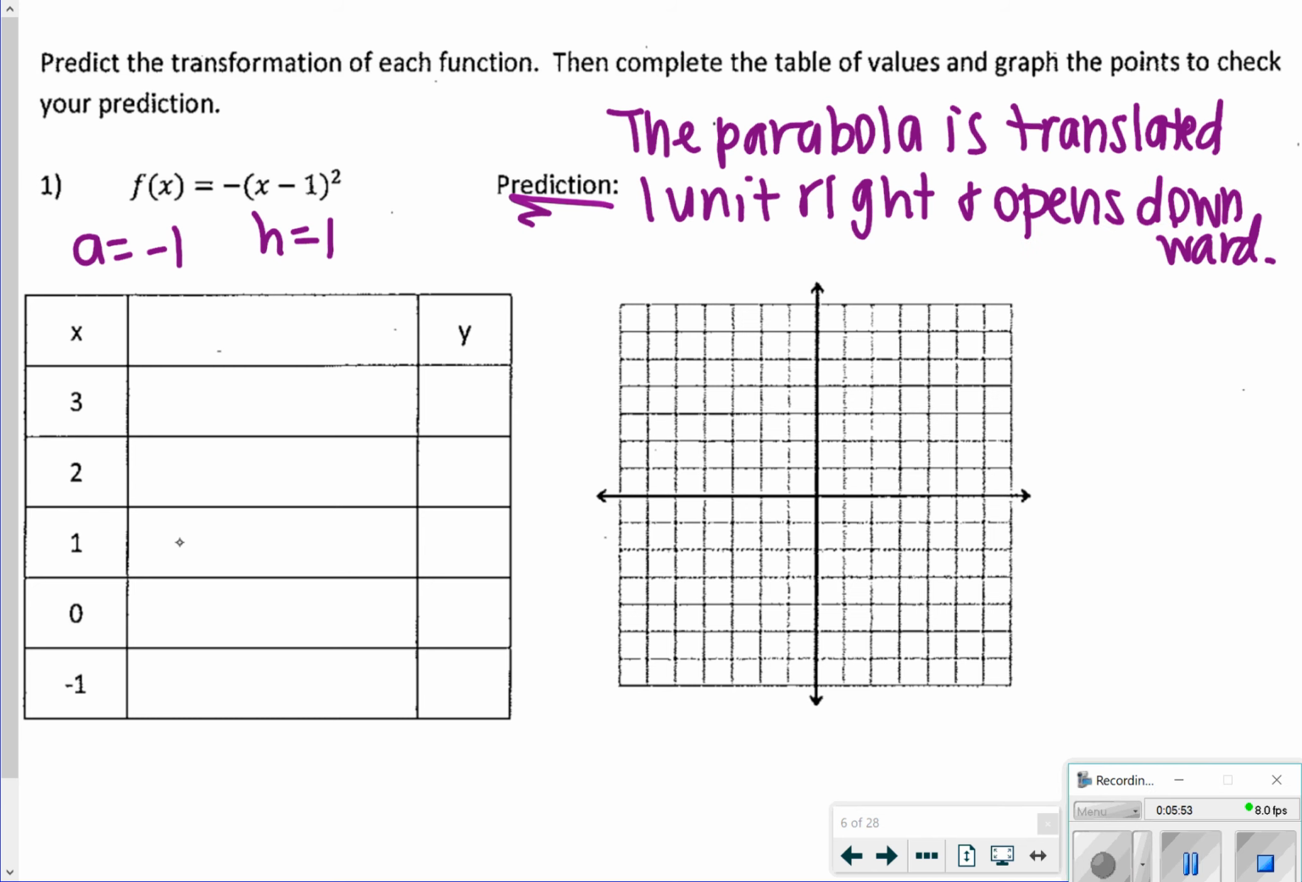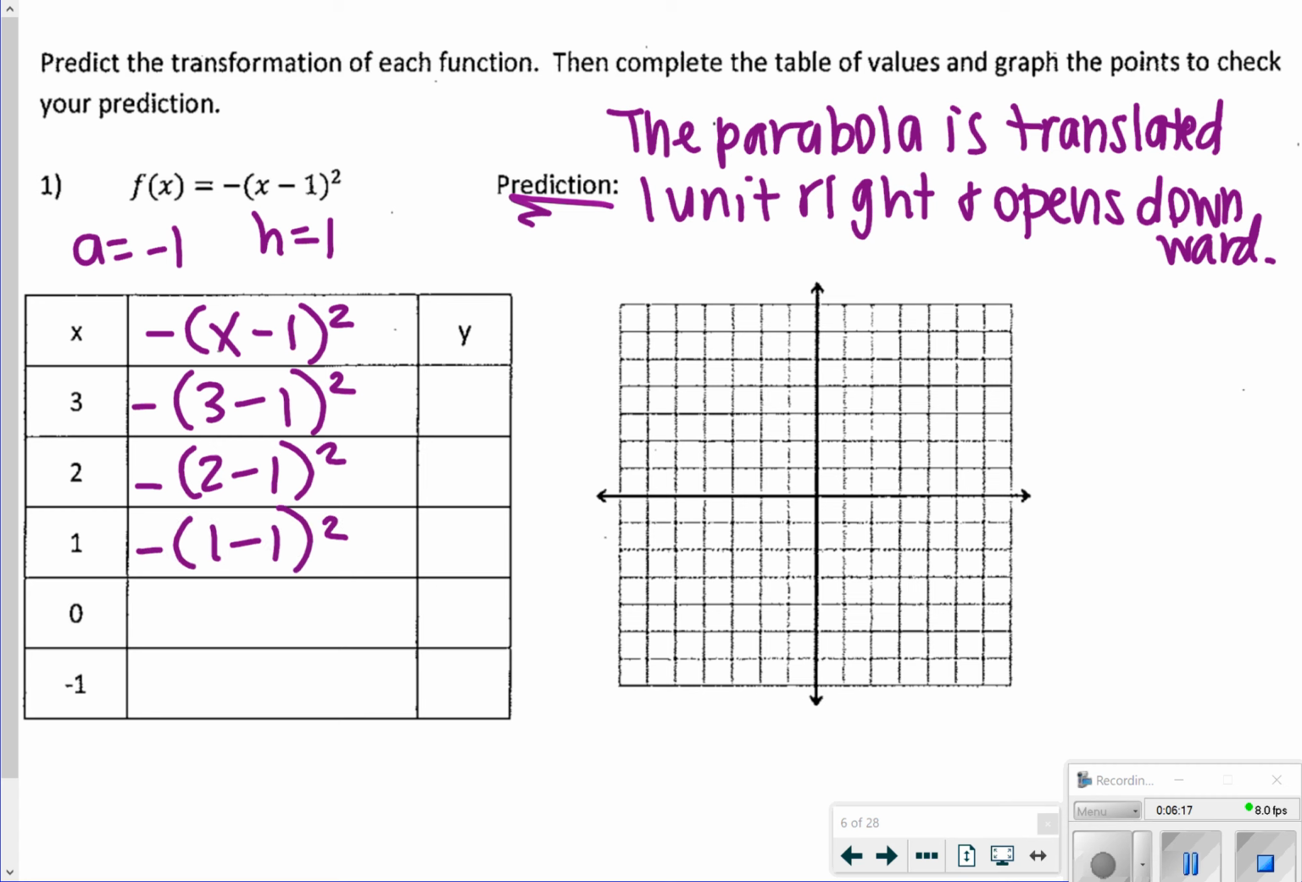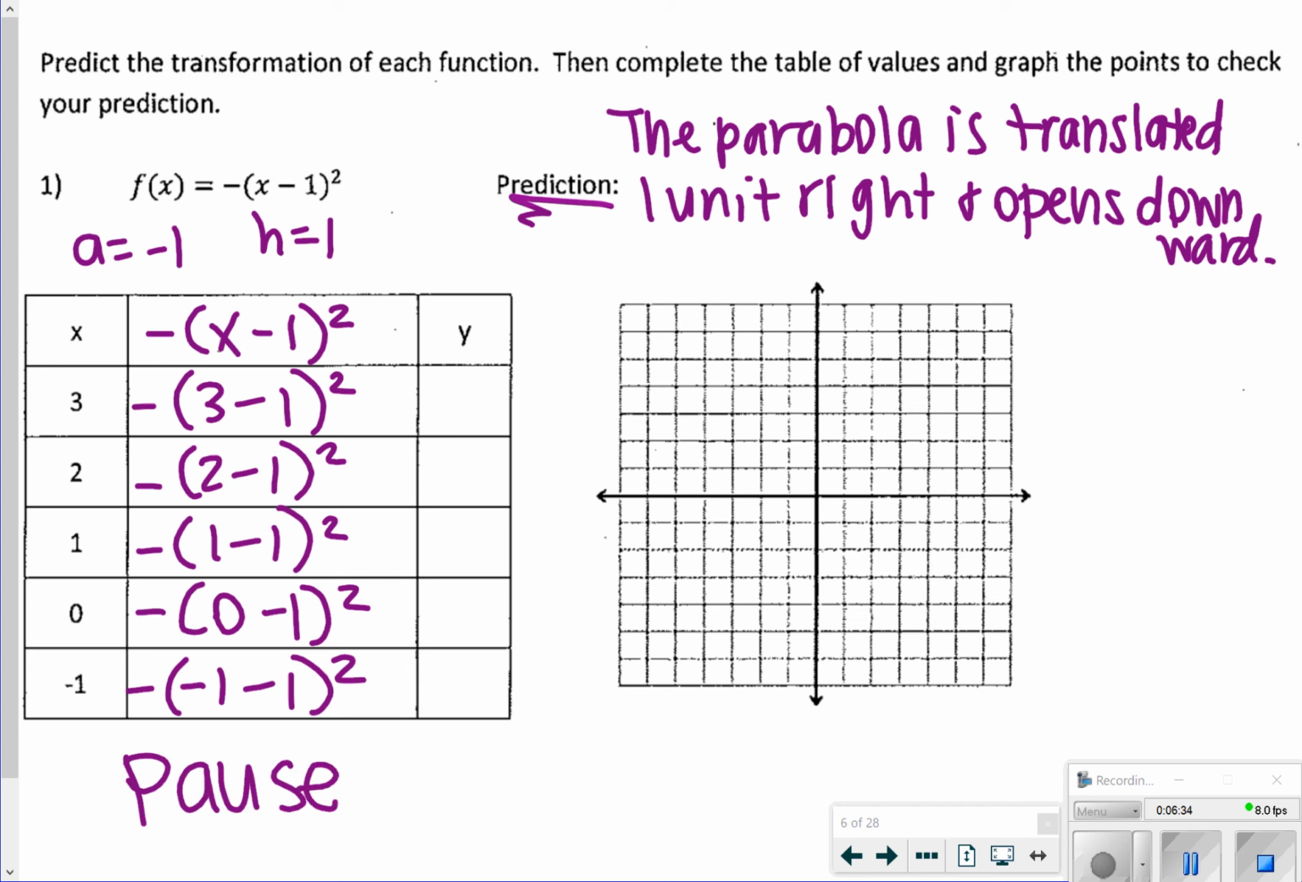So what we're going to do now is fill out the rest of the table to see where my points would be. Remember, your function is negative parentheses x minus 1 to the second power. So all you're going to do is plug in your x values here, and then complete what that would equal as the y. Let's pause here so you can finish filling out your table, and if you feel comfortable enough, go ahead and graph your points.